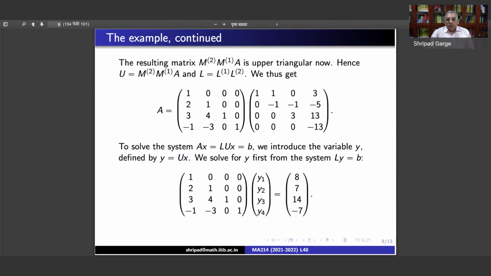Is it easy to solve? So y will be y1, y2, y3, y4. B is 8, 7, minus 14 and -7. And now L is lower triangular. So it immediately tells you that y1 has to be 8.